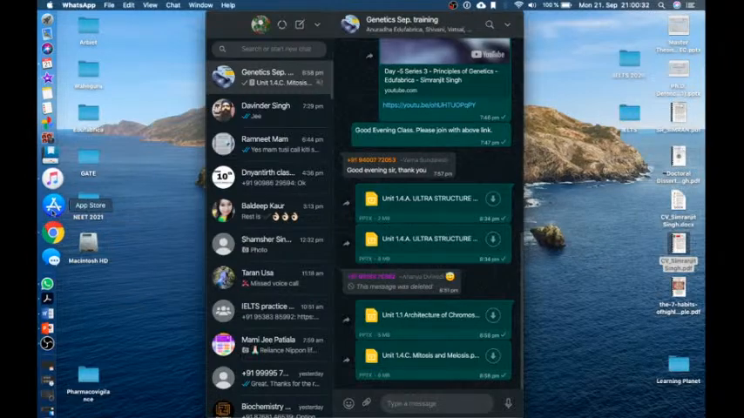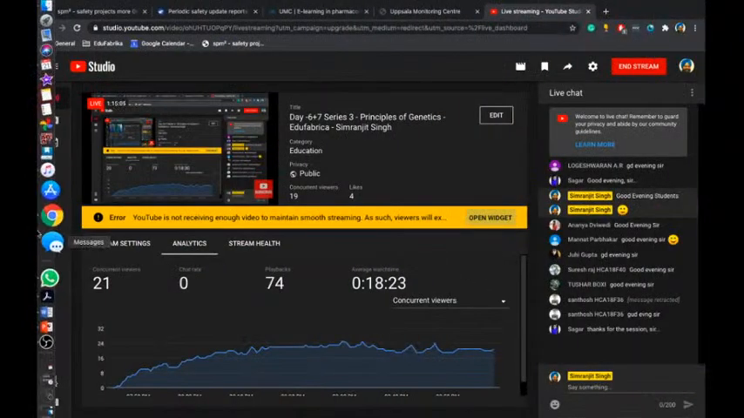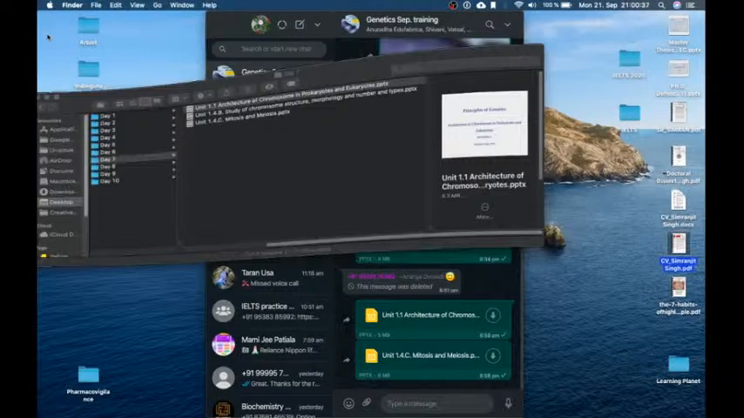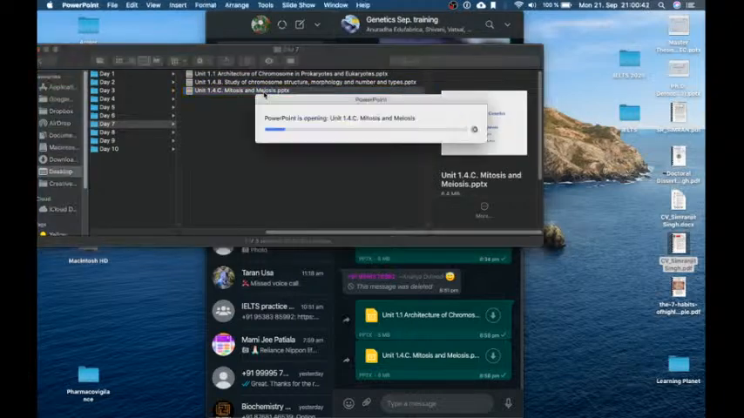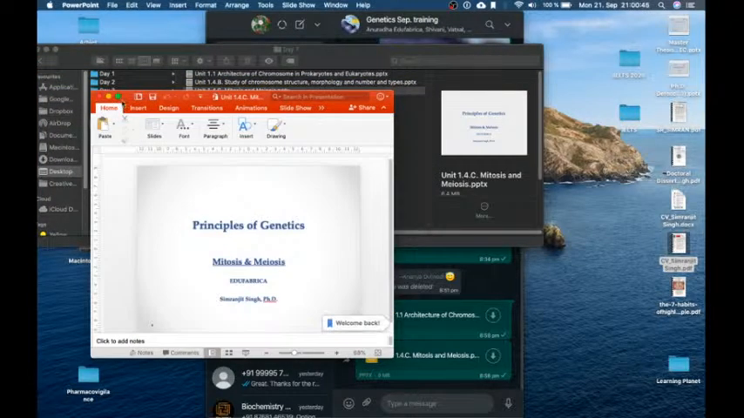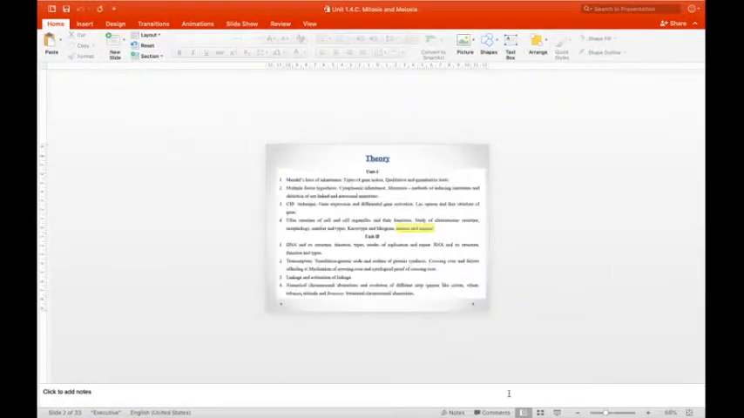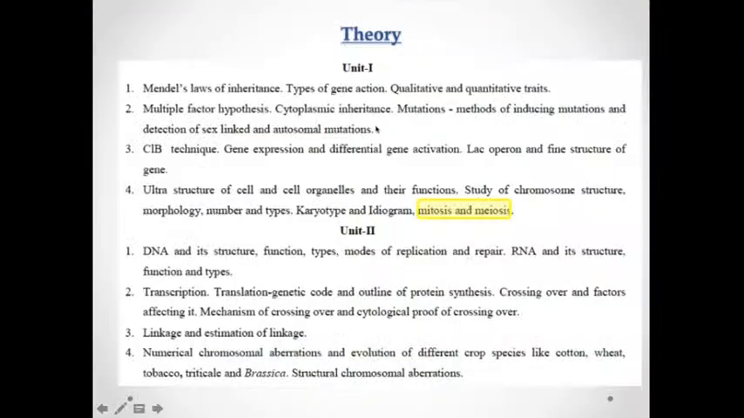So we are done with almost our unit one, it is finished. If you see from the unit point of view, we are done with all these things already. Ultrastructure is also done. Study of chromosome structure is done. The karyotype and ideogram I will do at the end of our lectures, and we'll also do the CIB techniques with you. So these two parts are left.